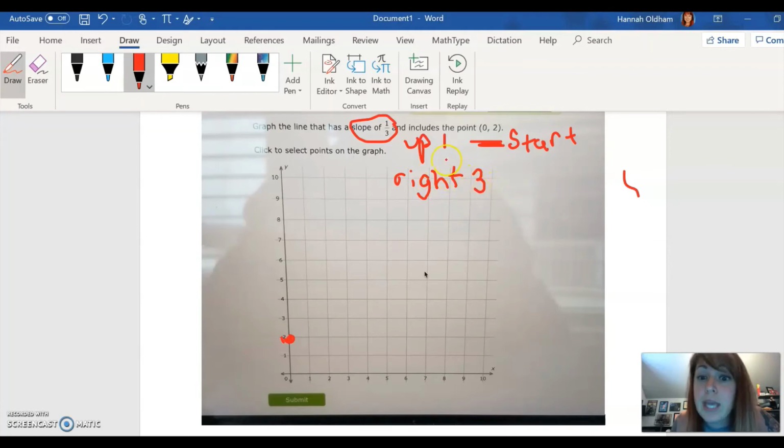Now, we can move down. If this was negative 1 over 3, it would be down 1 and right 3. But since it's positive, I'm going to go up 1 and right 3.